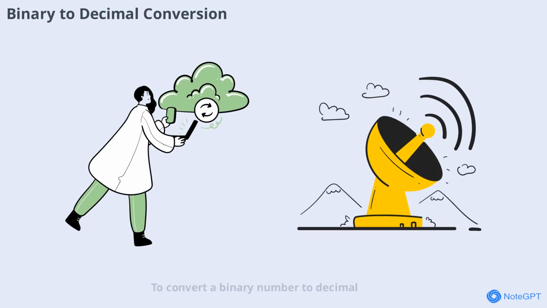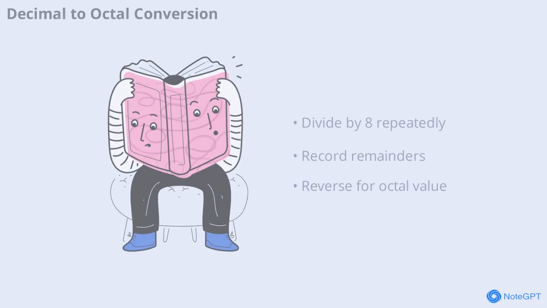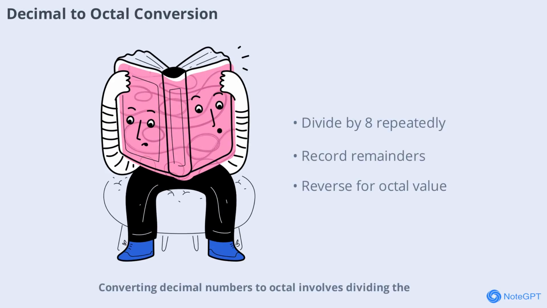To convert a binary number to decimal, multiply each bit by 2 raised to its position power, starting from the rightmost bit. Then sum all the results. This process allows us to interpret binary data in a form that's meaningful to humans, bridging the gap between machine and human understanding. Converting decimal numbers to octal involves dividing the number by 8 repeatedly and recording the remainders.